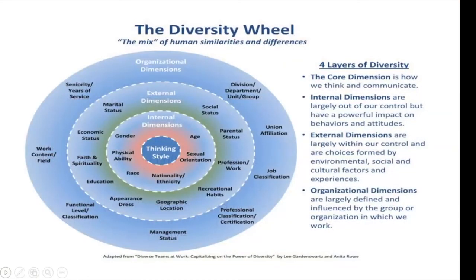So we're going to look at the cultural diversity wheel, which has four dimensions, and we're just going to glance at it because I just want us to see that all these things impact how we interact with our students and how we see ourselves in the world around us. The core dimension is how we think and communicate, and you see that's in the center. And then the internal dimensions are out of our control, but they do have a very powerful impact on our behaviors and attitudes. Think about it as you look at it.